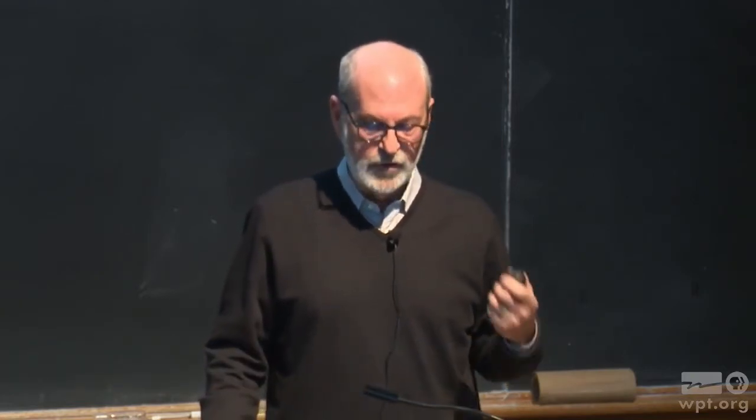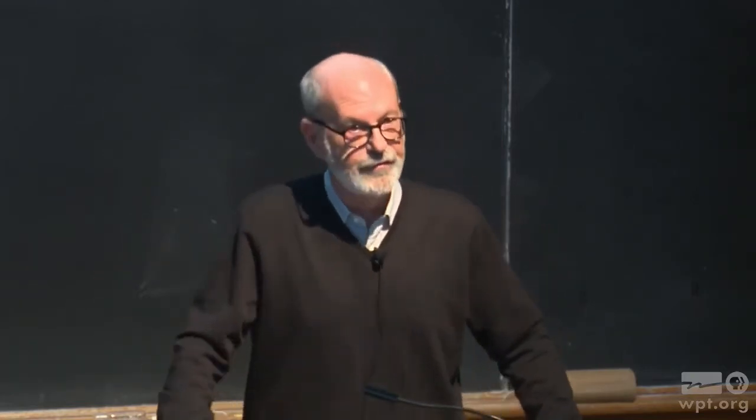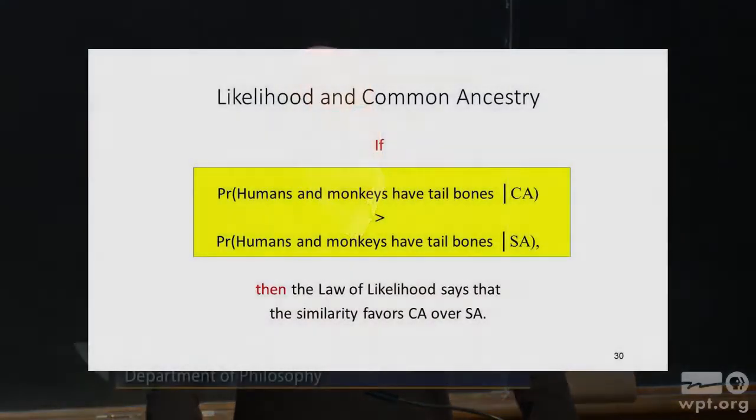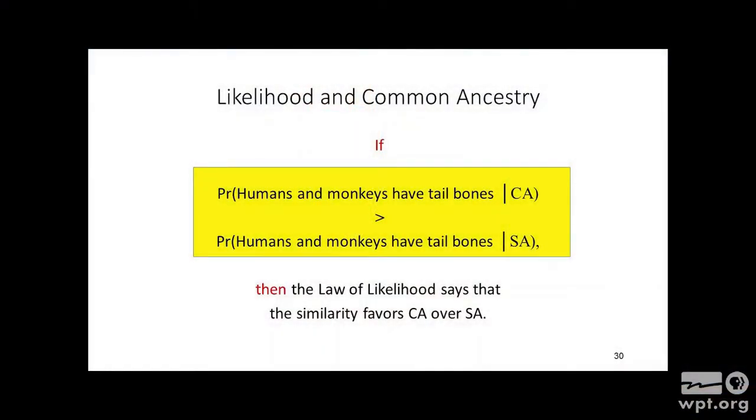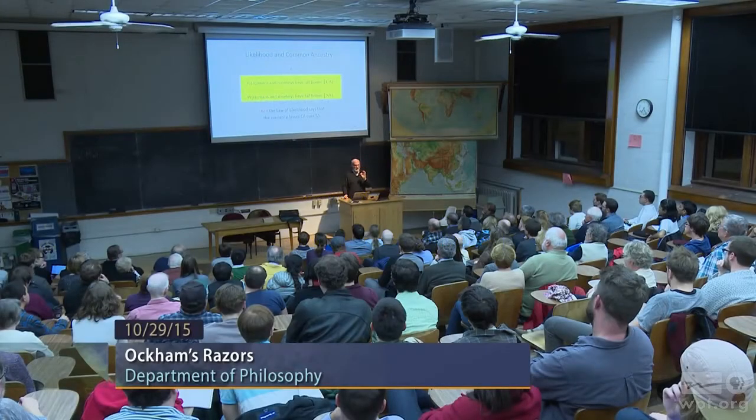And to answer that, here's the if that we want to get clearly in mind. If I can show you that the observed similarity of human beings and monkeys is more probable under the common ancestry hypothesis than it is under the separate ancestry hypothesis, then the law of likelihood is going to take that inequality, that greater-than thing that we have in the yellow box, and conclude, oh, that means the observed similarity of human beings and monkeys favors common ancestry over separate ancestry.